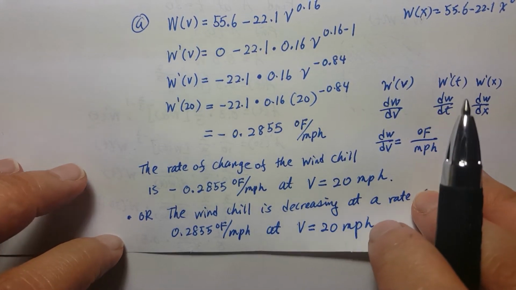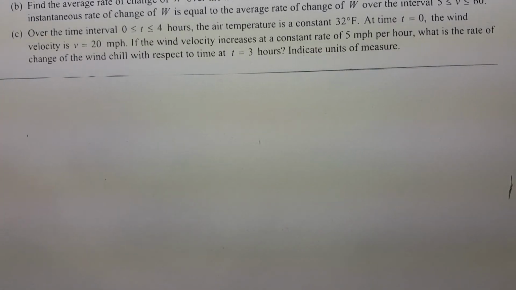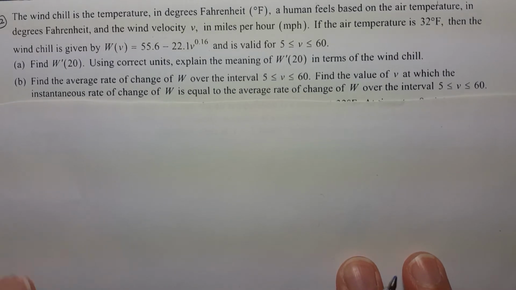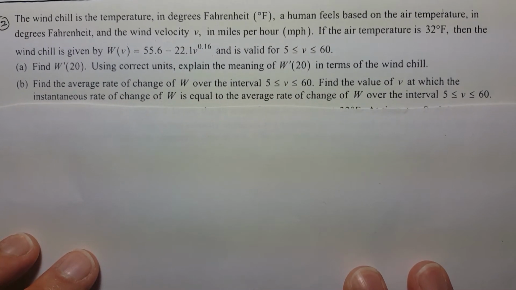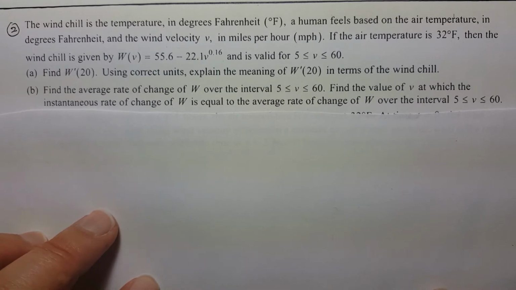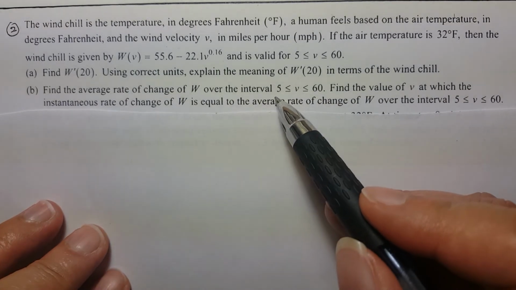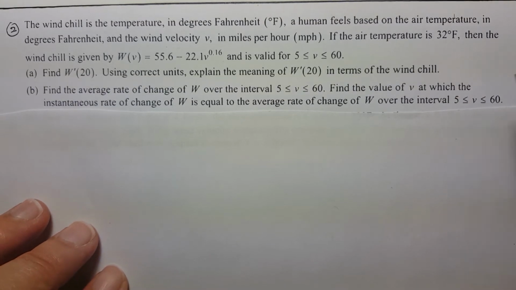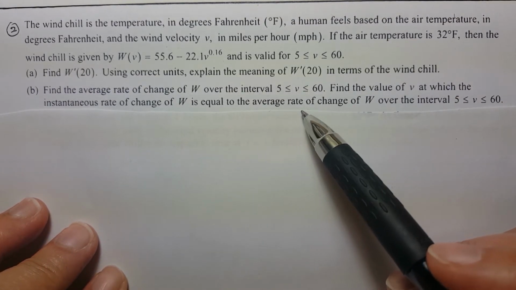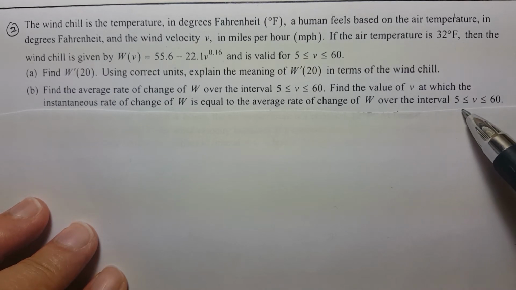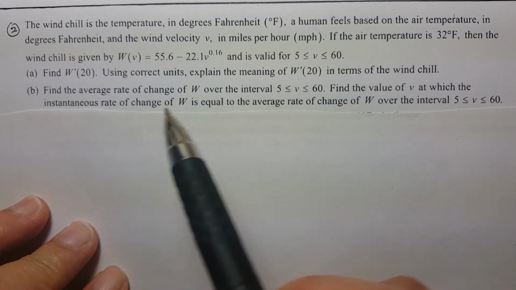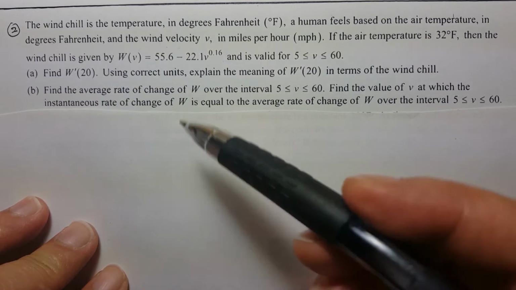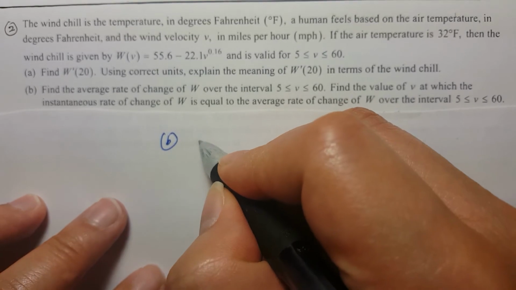Let's take a look at part B. The question says to find the average rate of change of W over the interval V between 5 and 60 inclusive. Then find the value of W at which the instantaneous rate of change of W equals the average rate of change of W over the interval 5 to 60. So we have two parts to find. Step number 1, you're going to find the average rate of change of W.